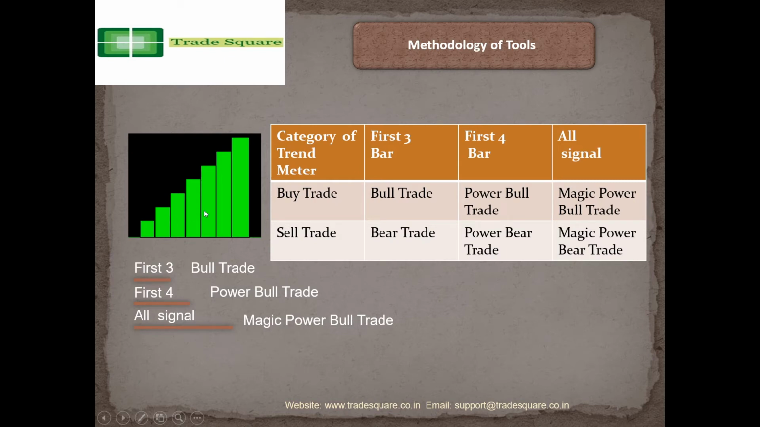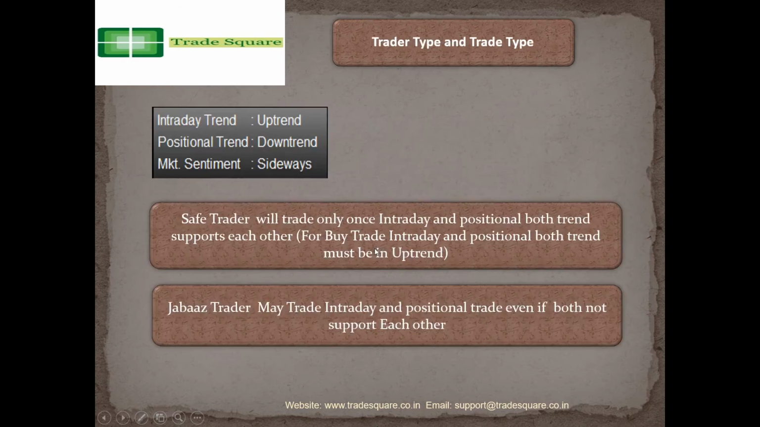So what does it suggest? The first 3 bars is a bull trade. The first 4 bars is a power bull trade. All bars will give you the magic power bull trade. The number of bars depends on which kind of trade you are going to play and how you are going to play. So the buy sell trade definition: if the buy trade is there and the first 3 bars are supporting, it is a bull trade. First 4 bars means power bull trade and all bars means magic power bull trade. I hope you understood, right?